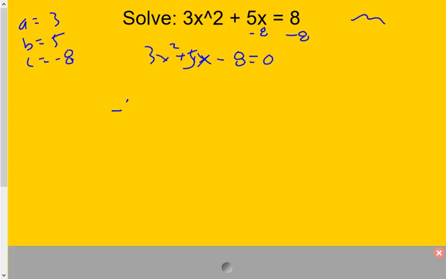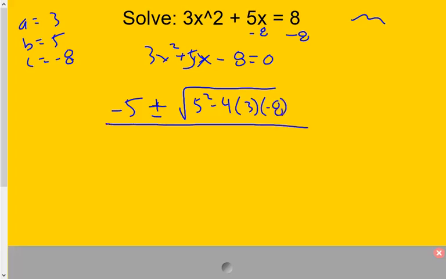So negative b plus or minus, and it's going to take a little time to remember this formula, but with enough practice, hopefully you get it. Negative b plus or minus the square root of b squared minus 4 times a times c, all divided by 2a. Okay, so that's the start. Take a look at those numbers and make sure where they're coming from, and then we're going to start evaluating this.